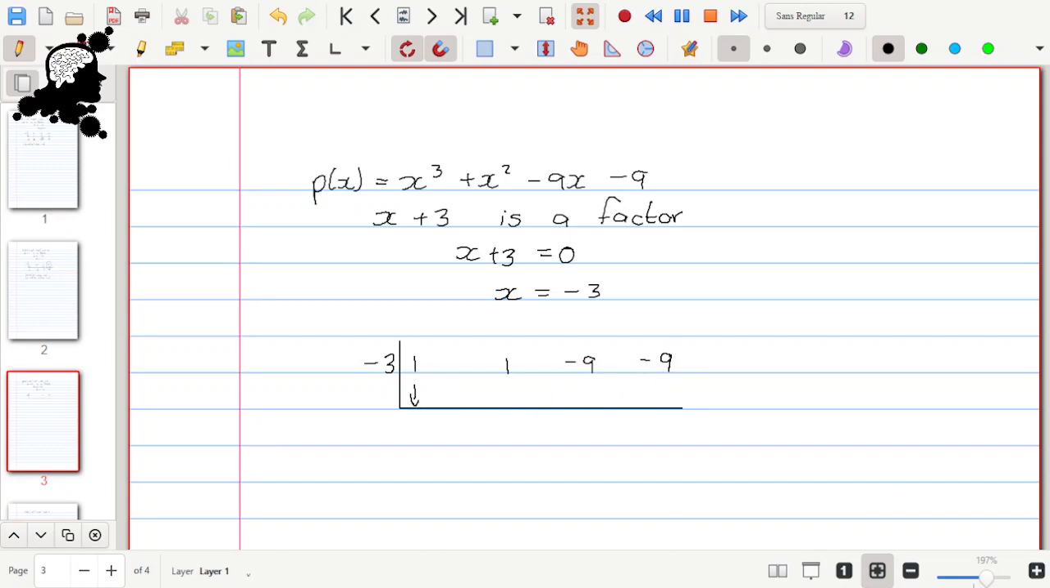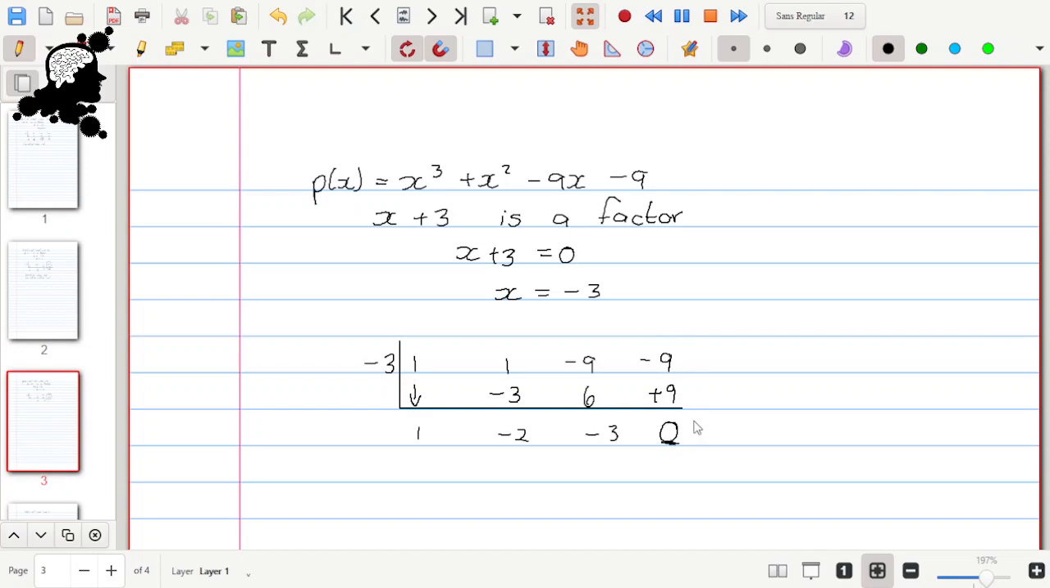Once again, we take the 1 and drop it as it is. Then we say 1 times negative 3. That's going to give us negative 3. Then we add these two. 1 plus negative 3 gives us negative 2. We say negative 2 times negative 3, that's going to give us positive 6. We then add these two. Negative 9 plus 6 gives us negative 3. Lastly, we say negative 3 times negative 3, that's going to give us positive 9. We add these two. Negative 9 plus 9 gives us 0.